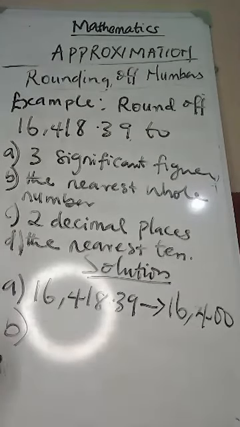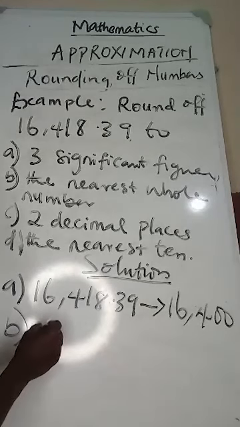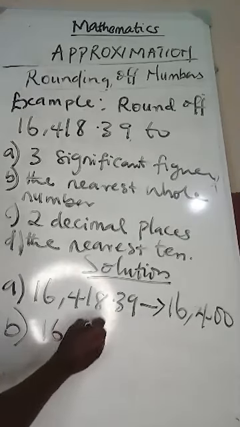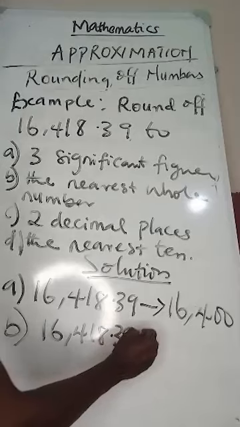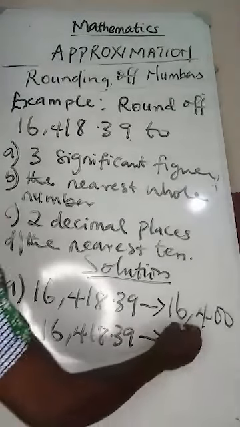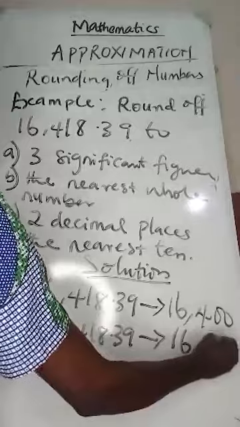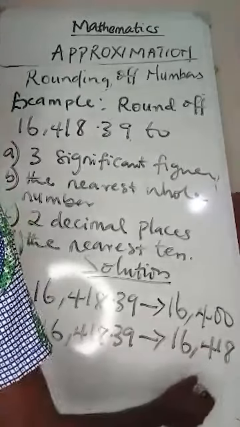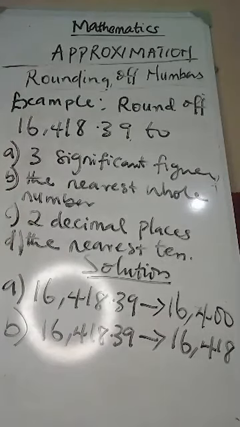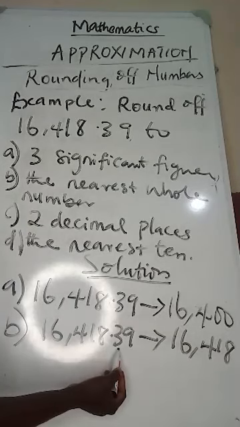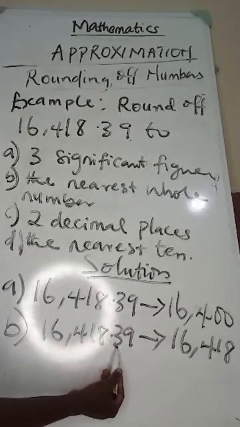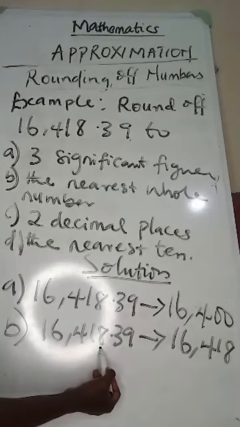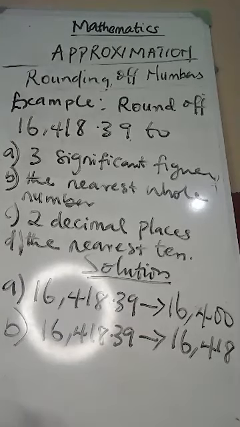B, we round to the nearest whole number. 16,418.39 to the nearest whole number gives us 16,418. Decimal is not involved here. Had it been that the 3 is up to 5, we would approximate the number to 1 and bring down to 8. But the number immediately after the decimal is not up to 5, so we'll leave it as it is.